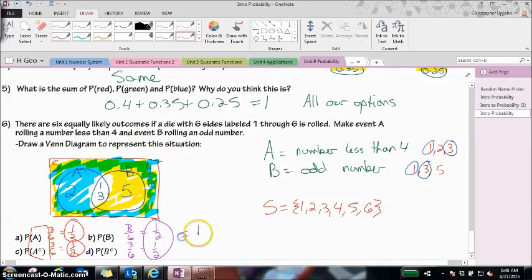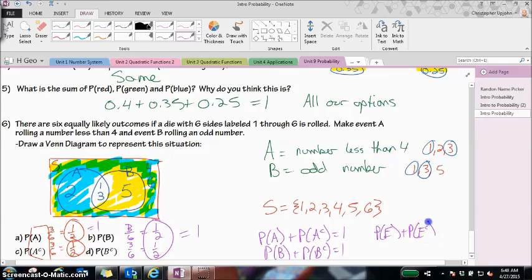And again, it equals 1, because the probability of A plus the probability of A complement equals 1, and so it does for B. For any event, the probability of anything plus its complement equals 1, which of course only makes sense.